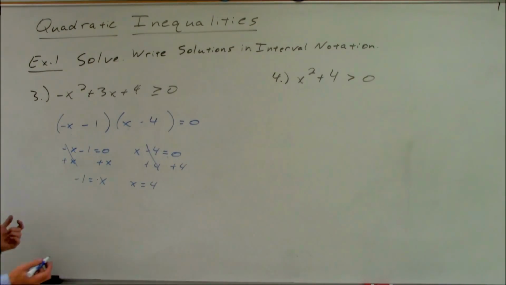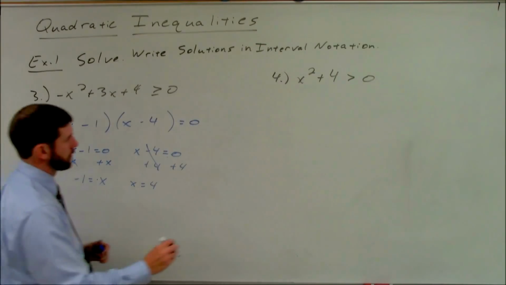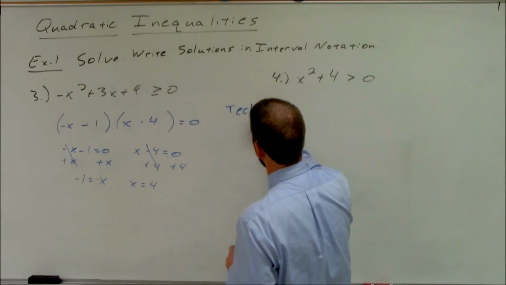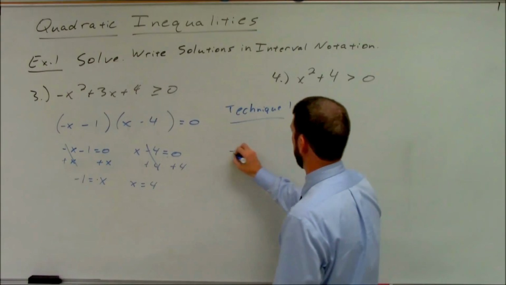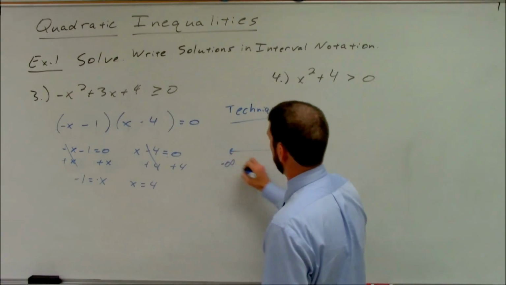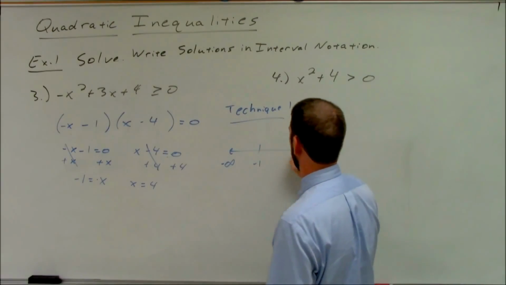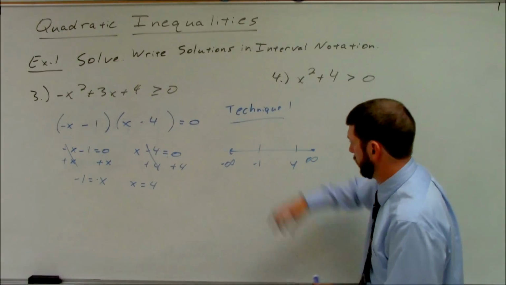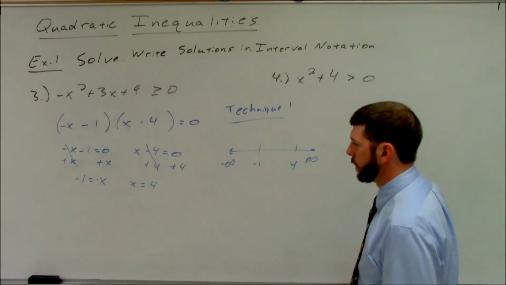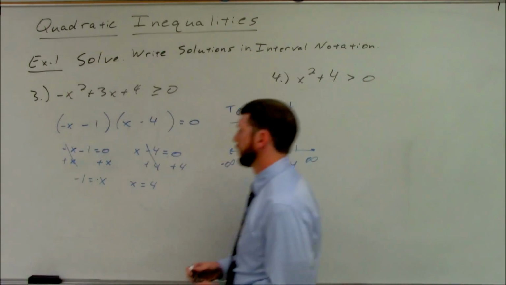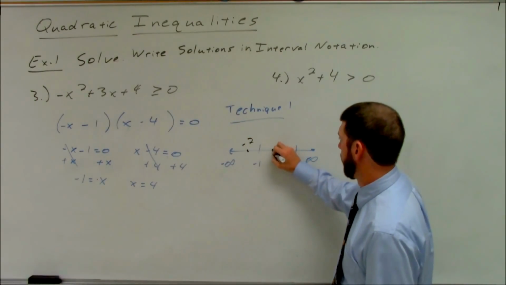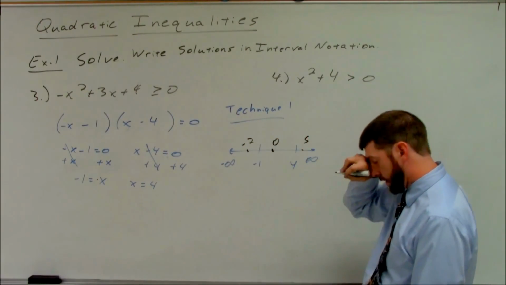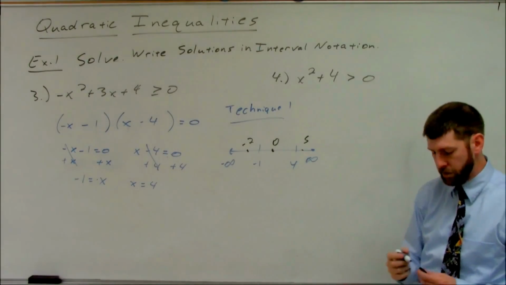Now let's go through, we've got 2 techniques. So technique 1, we'll do it over here. So we've got our number line, negative infinity, positive infinity, -1, +4. So there's our 3 intervals. Pick a point out of each interval. So -2 works for me, like 0 there, 5 there. But as you can see, if you pick different points, you're still going to get the same answer.